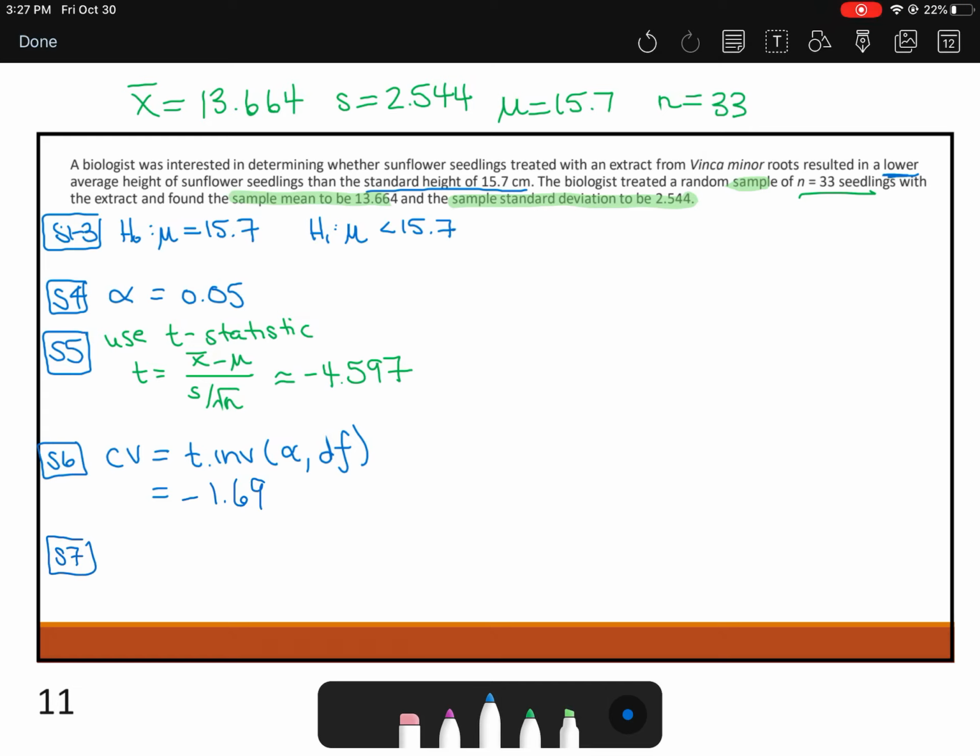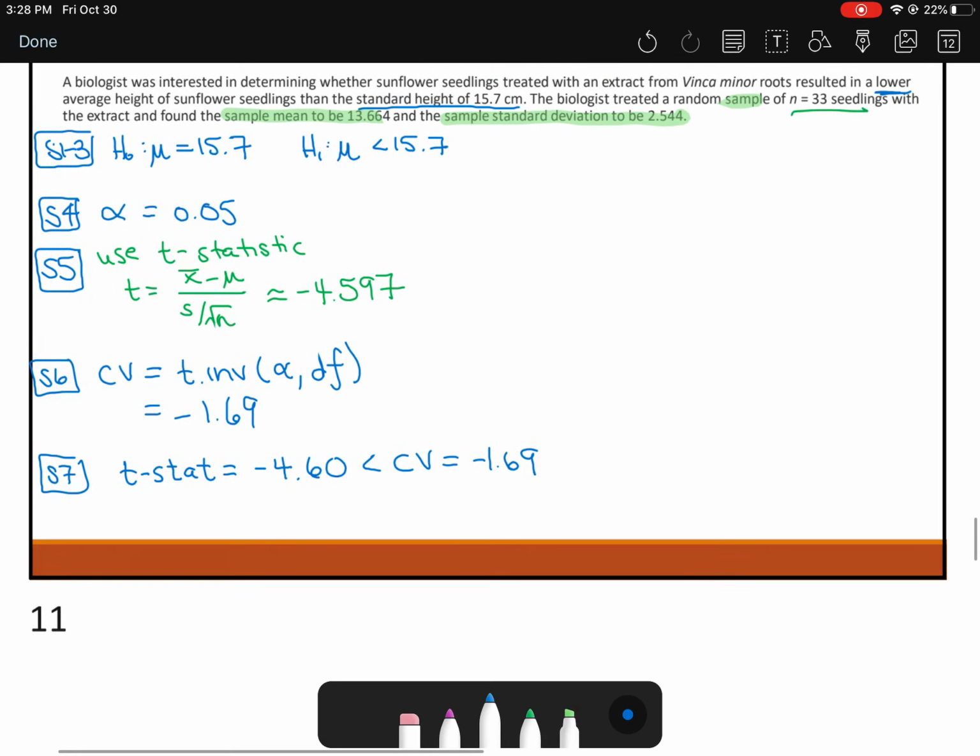Okay, so now let's go ahead with step 7. With step 7, I'm comparing my t statistic to my critical value. Well, I'm noticing that the t stat, which is equal to negative 4.6, is less than my critical value, which is equal to negative 1.69. So what does that tell me? Well, if I was looking at my notes, when it's less than, that means we reject the null hypothesis.